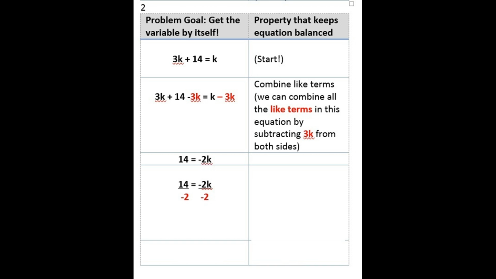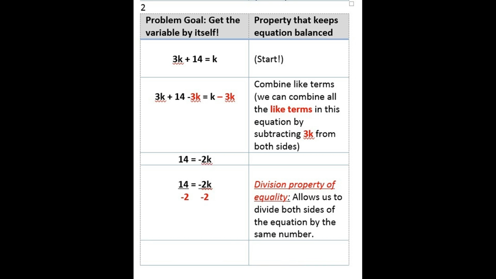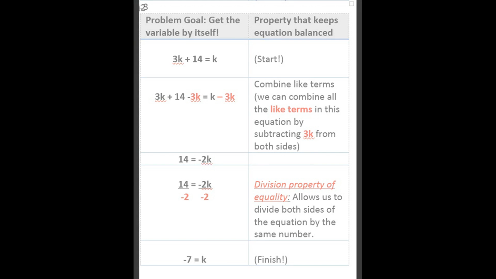14 equals negative 2k. Here's the part we recognize. 14 equals negative 2k, divided by negative 2. That's the division property of equality. And we have negative 7 as our value for k. All right. And we can go on to problem number 3.